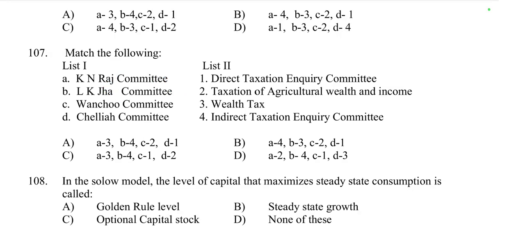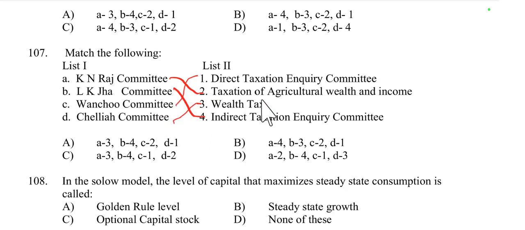So taxation: K.N. Raj committee, taxation for agriculture and wealth of income. Then the second one is the Chelliah committee, indirect taxation inquiry committee. Then the third one, Wanchoo committee, is related with the direct taxation inquiry committee. Then the Chelliah committee related with wealth tax. These are all related with tax.